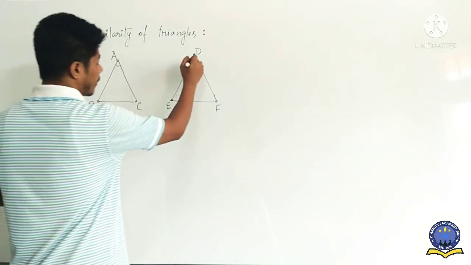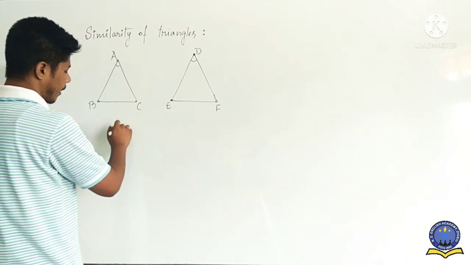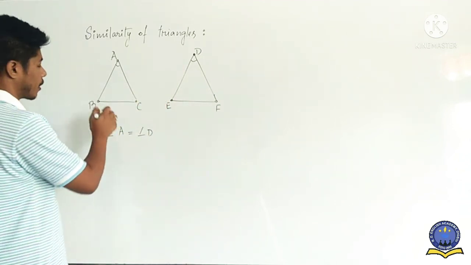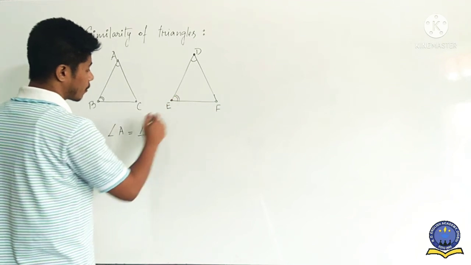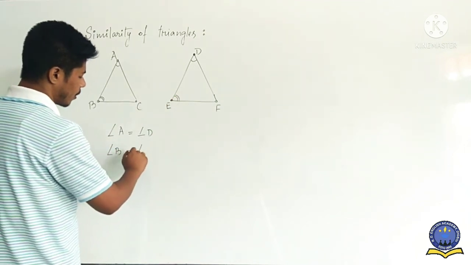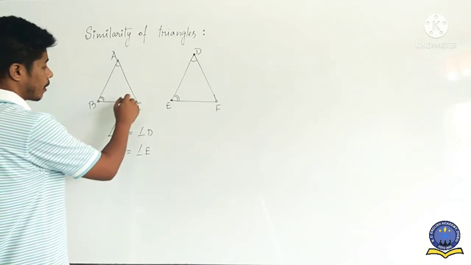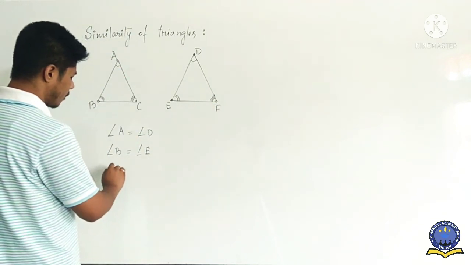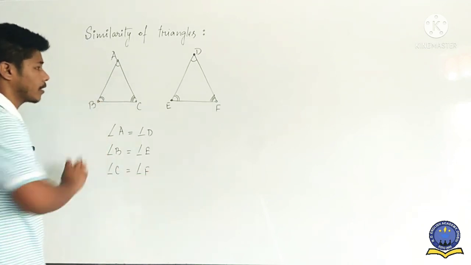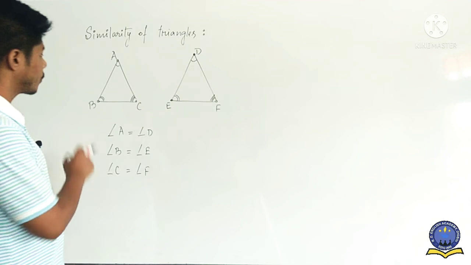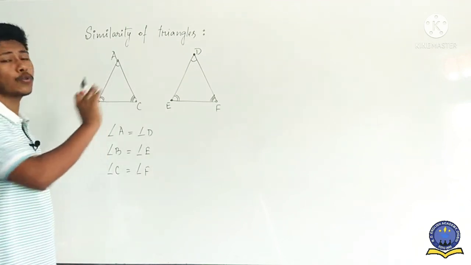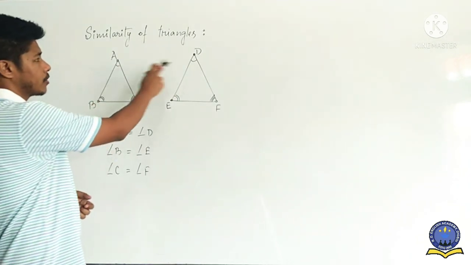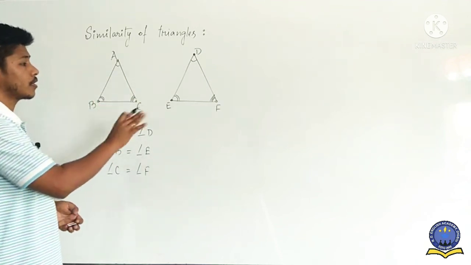The first angle, angle A, corresponds to D. So the first point we write is angle A is equal to angle D. These two are known as corresponding angles. Similarly, angle B is equal to angle E. And the third one is angle C, which is equal to angle F. So these three are known as the corresponding angles. If two triangles are similar, their corresponding angles are always equal: A equals D, B equals E, and C equals F.